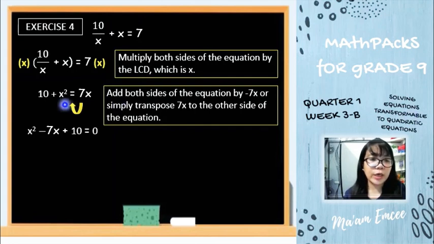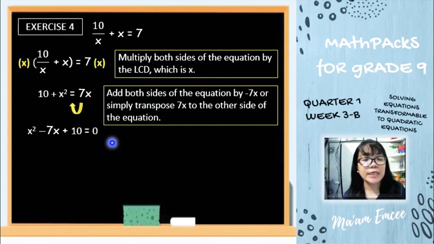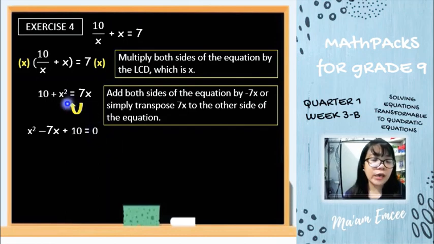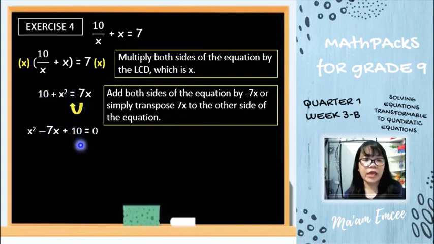So we copy x squared and we have arranged it already in such a way that we will have the standard form of the quadratic equation, ax squared plus bx plus c is equal to 0. So always the quadratic term first, and then we have the linear term, and lastly, your constant term. So we copy x squared, and then 7x transposed to the left side of the equation will become negative 7x. Then we copy positive 10, and that will be equal to 0.